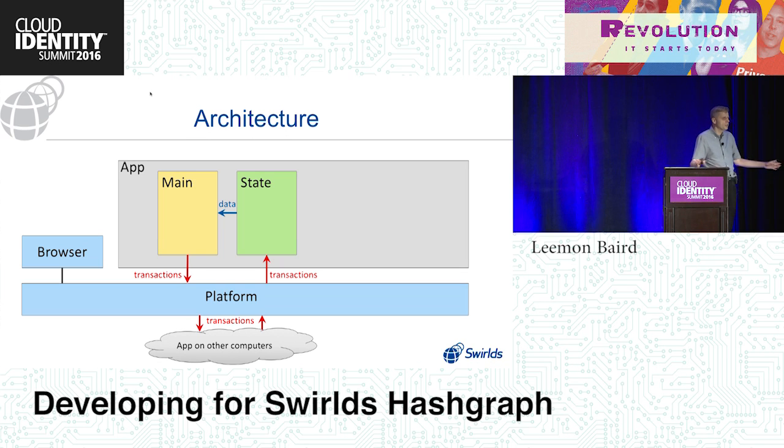You don't worry about hash graphs. You don't worry about consensus. You don't worry about timestamps. It's all just sitting there for you right there. And it's the platform that runs the hash graph algorithm and the consensus algorithm and does all the hard stuff.